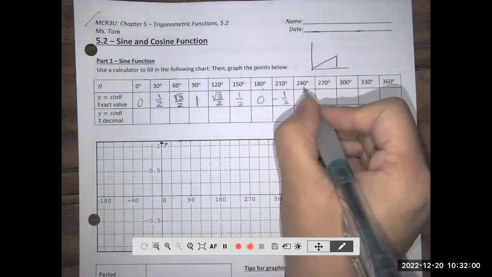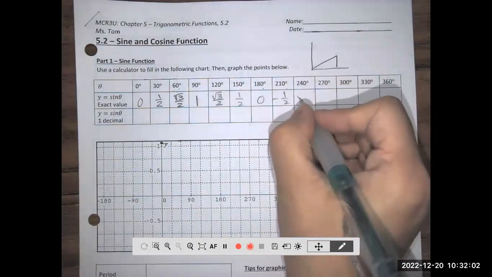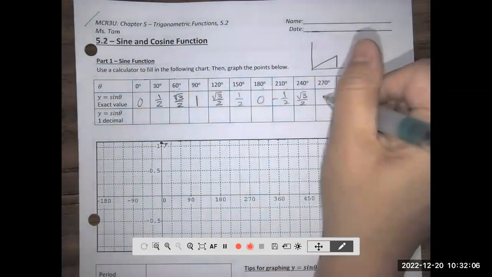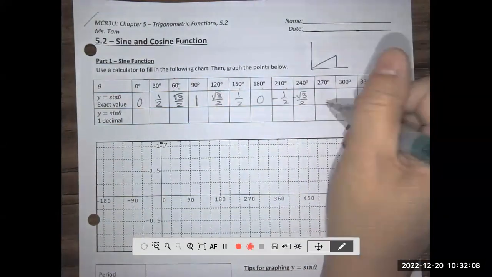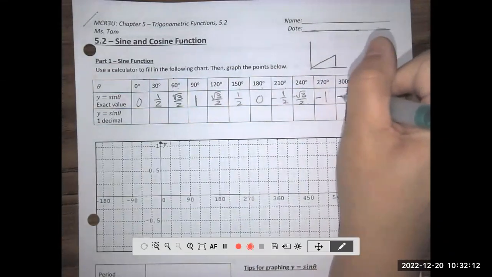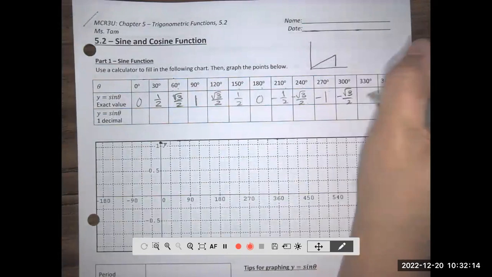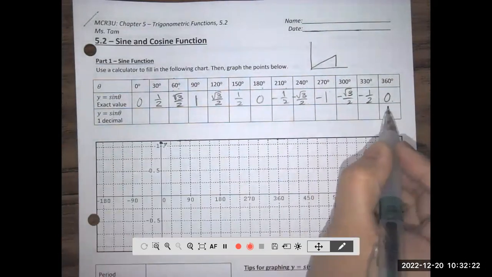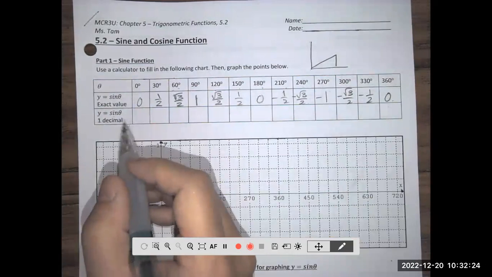Okay, so 240 is going to be root 3 over 2. 270, oh, sorry, thank you. Negative root 3 over 2. 270, negative 1. 300. 330. And last, 360. Good.